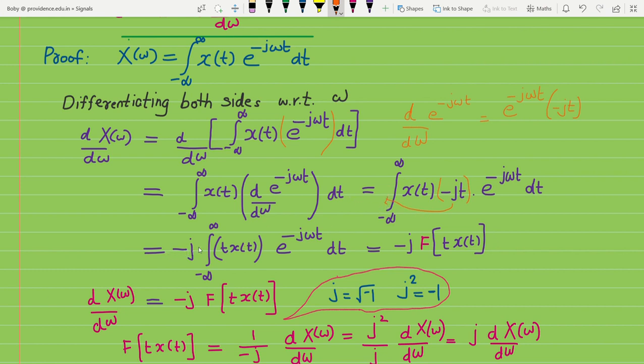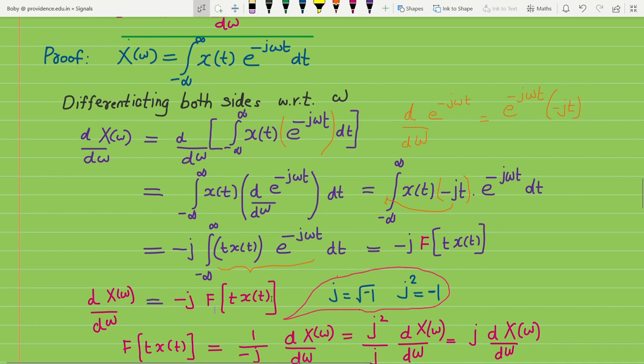So minus j integral t into x of t e raised to minus j omega t dt will be equal to minus j into Fourier transform of t x of t. The remaining term is in fact the Fourier transform of t into x of t. So on the left hand side we have d by d omega of X of omega, and on the right hand side minus j Fourier transform of t into x of t.